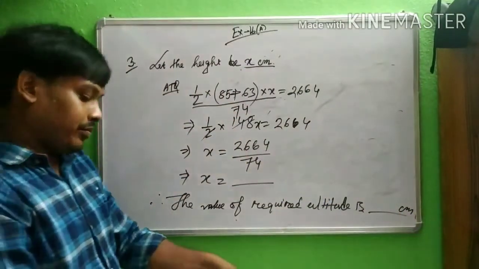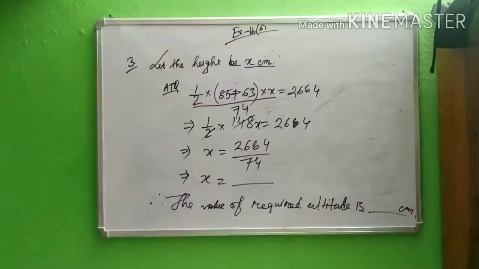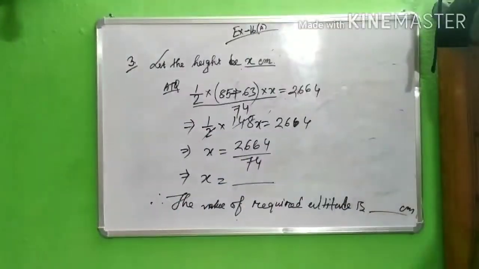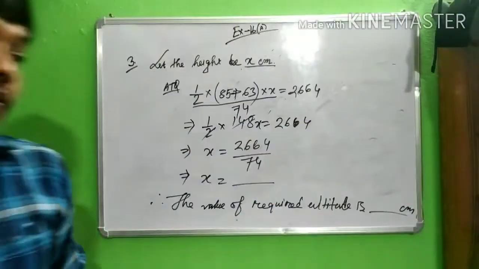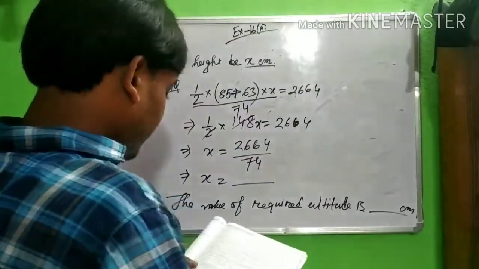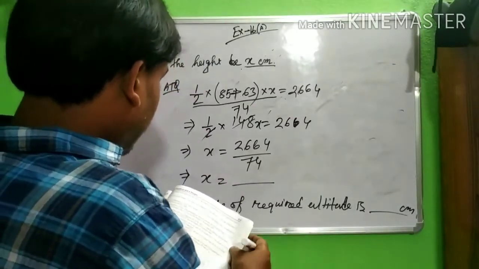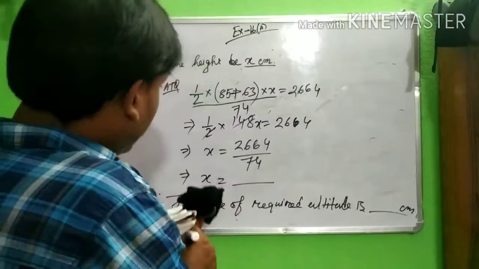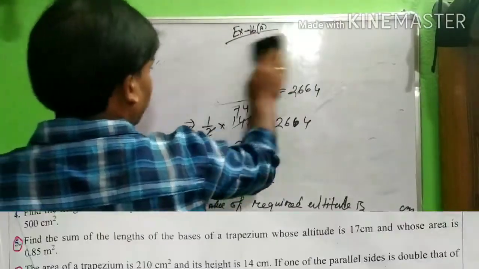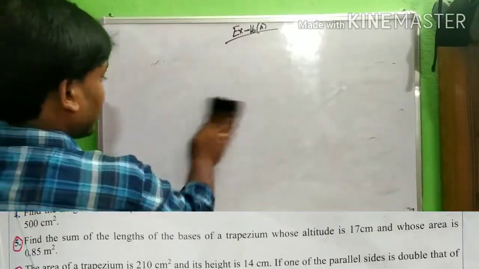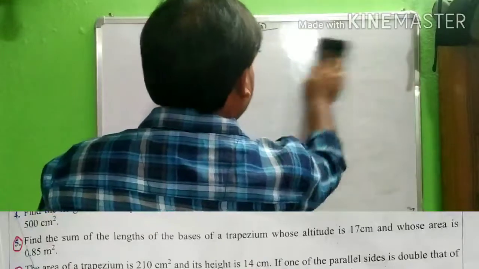4 number is also easy. Find the height, same thing. So 4 number, your task. Same thing: find the height of the trapezium. There also the parallel sides and area are given.